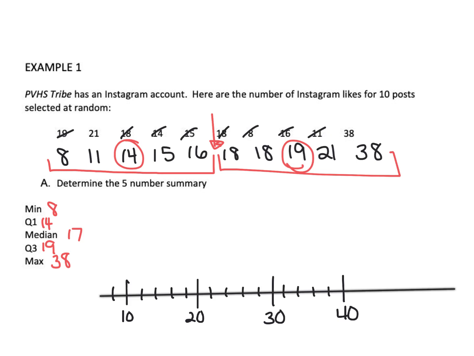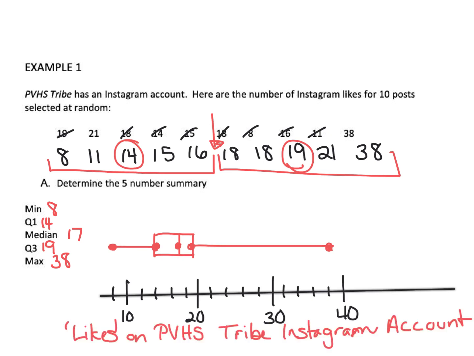And now the only 5 values would be from your 5-number summary, and they kind of hover up here, 8. Here's 14, 17, 19, and then up at 38. So the outer 2 create the whiskers, and the inner 3 create the box. Okay, so you notice that that right whisker is much longer, showing that our values are more spread out. And I've also placed a title.